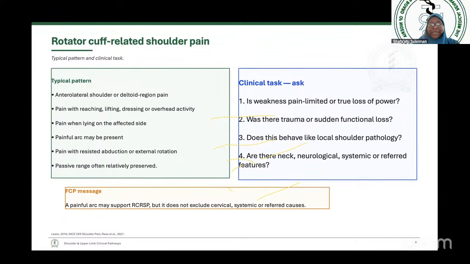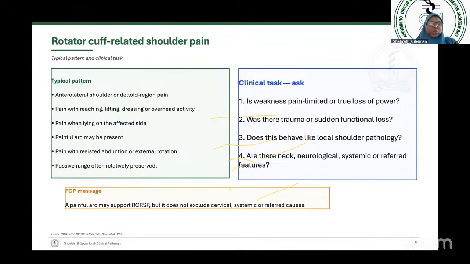So the clinical task here as an FCP is to ask, is the weakness pain limited or is it a true loss of power? And if any of this is the case, then definitely we know what to do. Was there any trauma or sudden function loss? If there is trauma, then we suspect something. And if it's a sudden thing, then we definitely need to look into other aspects that might be causing that sudden loss of function.